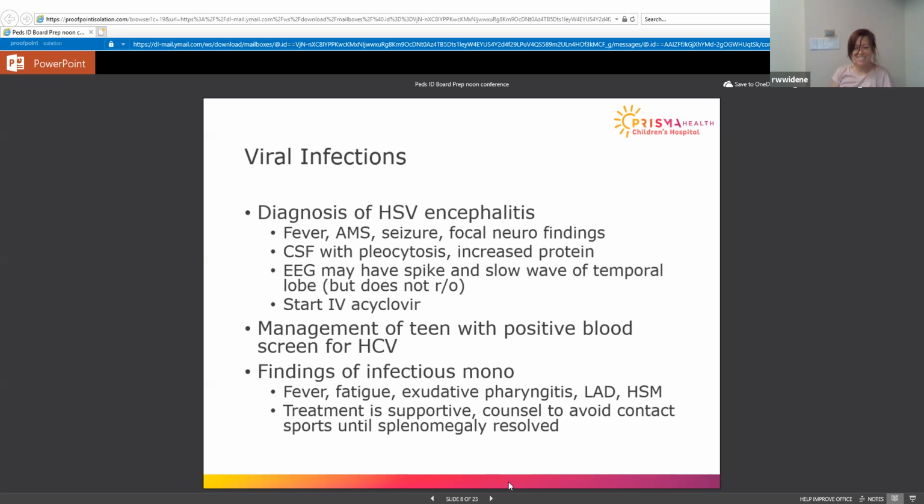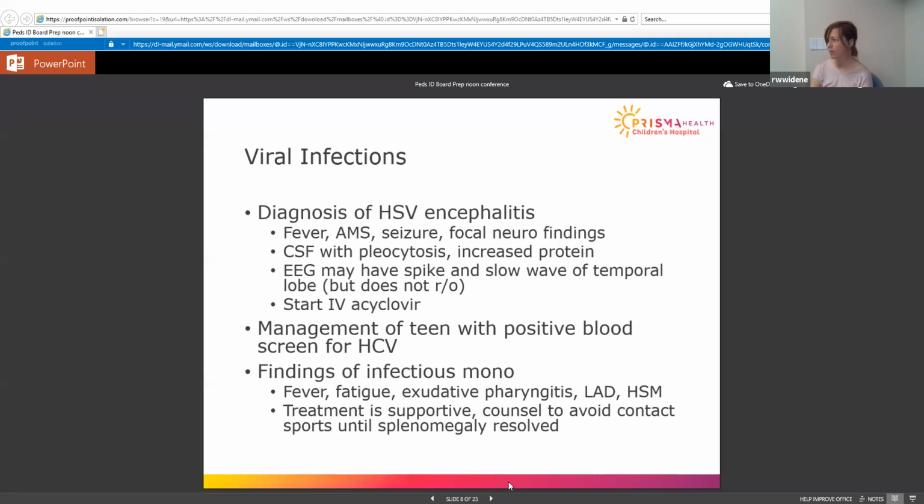Okay, sorry. And C: management of a teen with a positive blood screen for hepatitis C virus. I saw that come up on one of my board preps for ID, and I was like, that's GI, and I'm not going to talk about it. But I would suggest you probably need to send the RNA PCR to confirm that the screen is positive, and probably some LFTs.